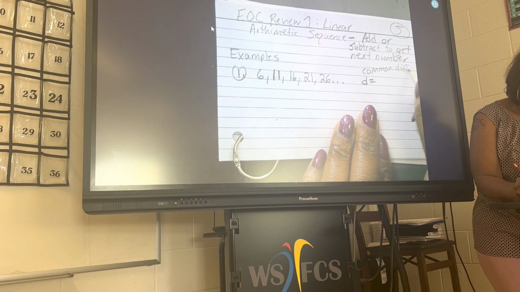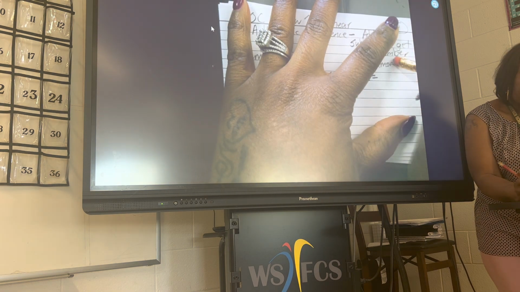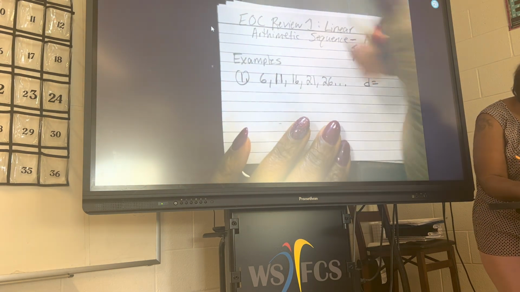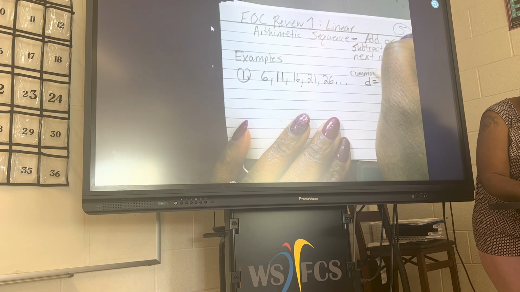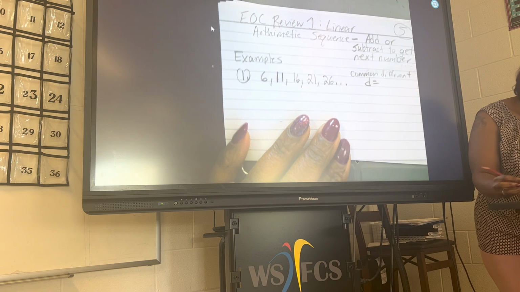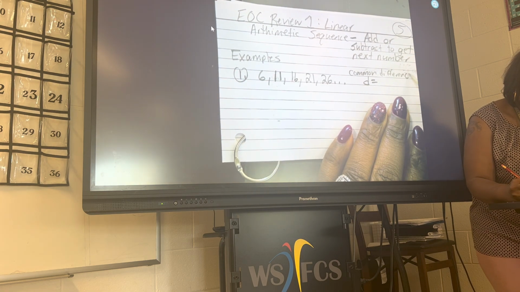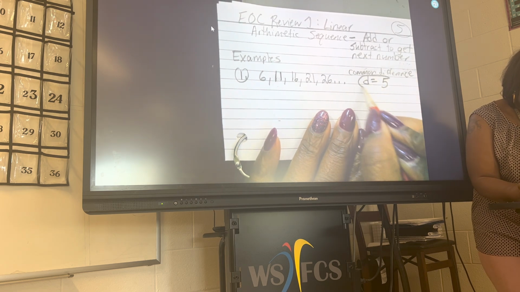Our common difference, D, is going to be a positive number. D is common difference. What number are we adding to get to the next number? 5. So our common difference is a positive 5.